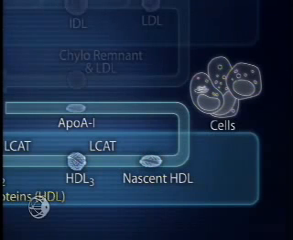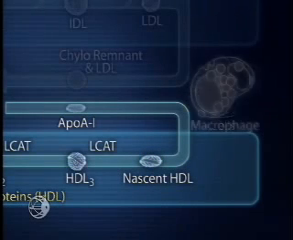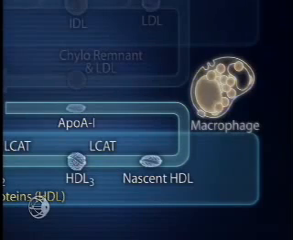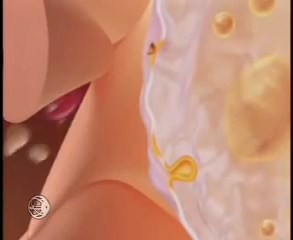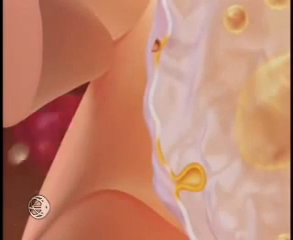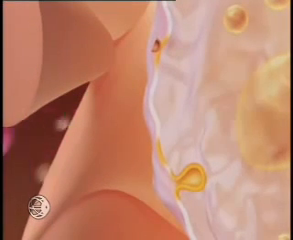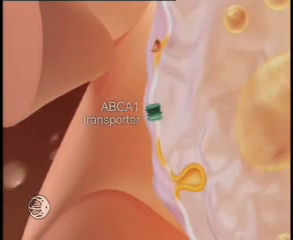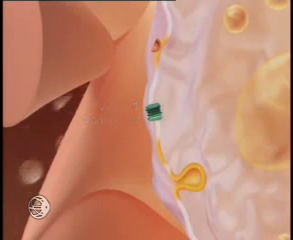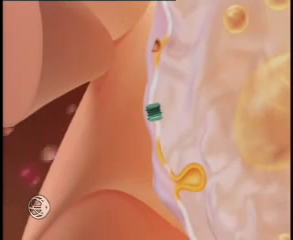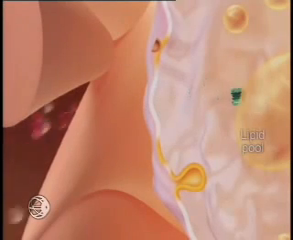HDL's removal of cholesterol from cells is of utmost importance when those cells are cholesterol-laden arterial wall macrophages. Let's examine several of HDL's cholesterol-removing mechanisms. Excess cholesterol in the macrophage triggers upregulation of the ABCA1 transporter and a hydrolase, which converts cholesterol ester in the lipid pool to free cholesterol.